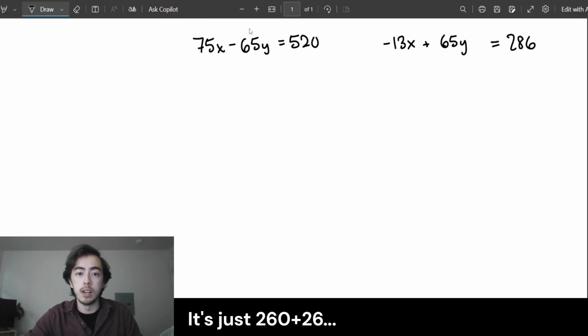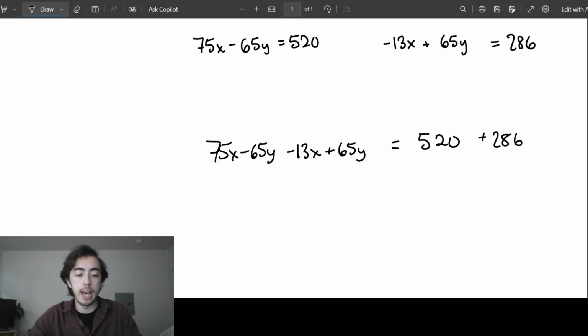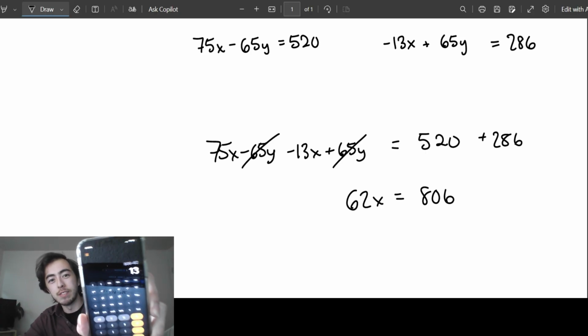And now, this is equal to that, and so if I set up a new equation, I can put 75x minus 65y over here. I can put 520 here, and then this is equal to that. So I can put minus 13x plus 65y on the left, and then plus 286 on the right. Adding the numbers on the right side together, we do get 806. These y terms intentionally cancel, and so I'm just left with 62 x's. And then 806 divided by 62 does give me 13 for today.